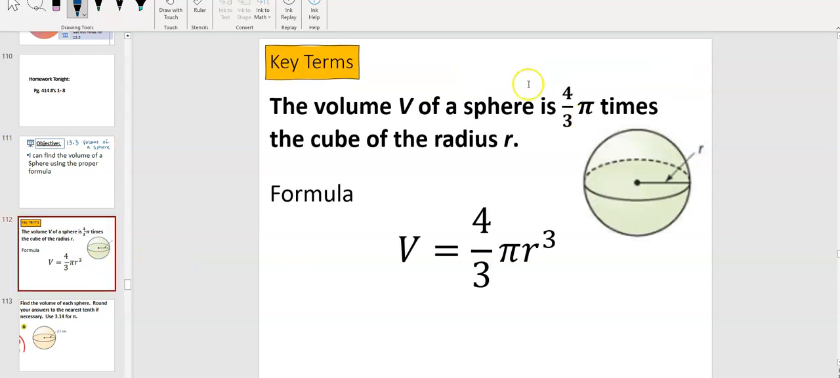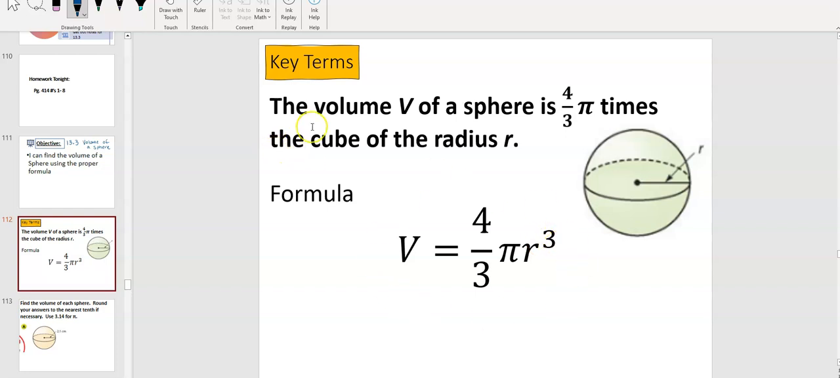So a sphere looks like this, okay? The volume of a sphere is 4/3 pi times the cube of the radius. So we are going to cube our radius, and I'll show you how to do that on your calculator today because we've been doing squares and it's been a while since we've done any other exponents. But this is your formula right here, okay? The volume is 4/3 of pi times the radius cubed.